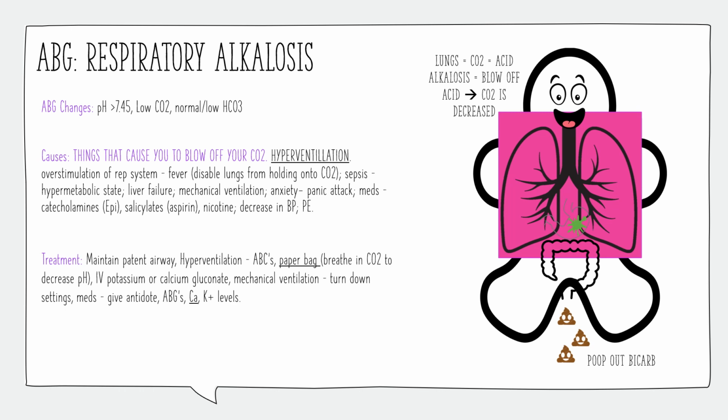You might have to give them some IV potassium or calcium gluconate, and then mechanical ventilation, turn down your vent settings and get them to slow down their rate a little bit. If it's something where they have overdosed, like Tylenol or aspirin or something like that, you would consider giving an antidote for whatever medication they might have taken, and then treating and checking those electrolyte levels too.